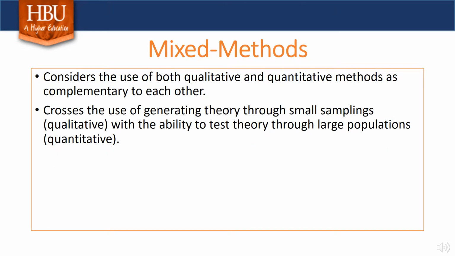Here we are at our third and final research design, the mixed methods approach. This makes use of both qualitative and quantitative methods and considers them as complementary to each other. You can think about it a little bit as the best of both worlds. It crosses the use of generating theory through those small samplings which are done in qualitative research with the ability to test that theory through large populations or quantitative research.